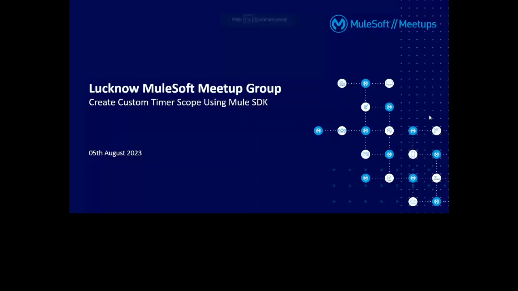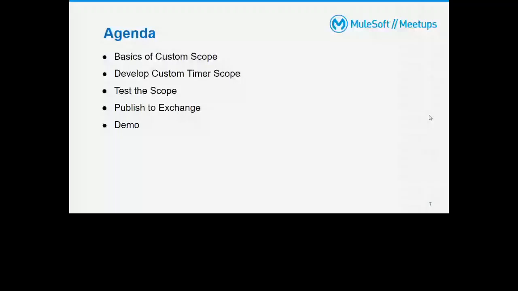So now let's directly move on to our agenda. We'll be looking at the basics or fundamentals of custom scope. Then I will guide you through how to create a custom timer scope. We'll test it locally. We'll publish to Exchange. That's what we'll do. Before starting, just to let you know, we'll have less theory because I'm not a theory fan. We won't waste much time on theories. I love demos, so we'll focus much on the demo part. We'll quickly go through our PPTs and then we'll start.